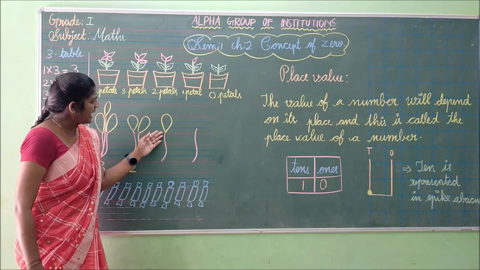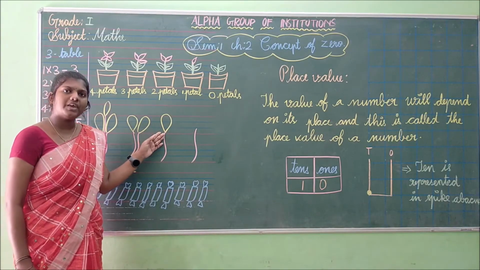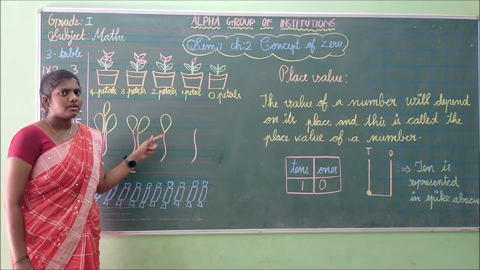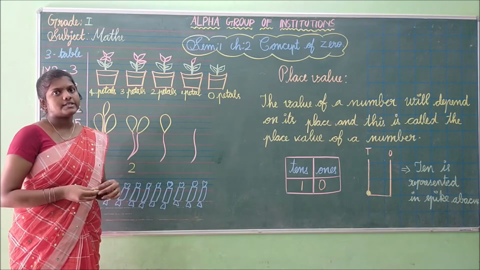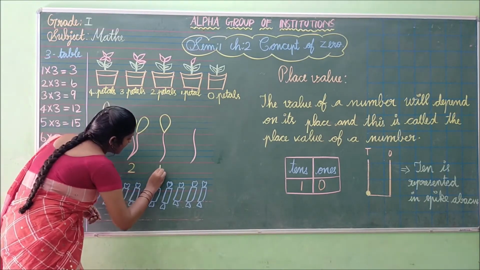Then we are going to next. Here how many balloons do we have? 1. We have only 1. So I am going to write 1.